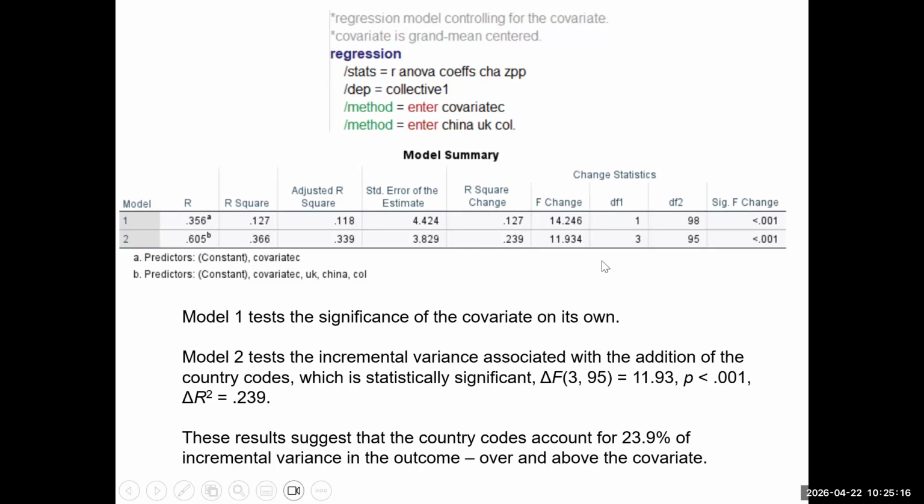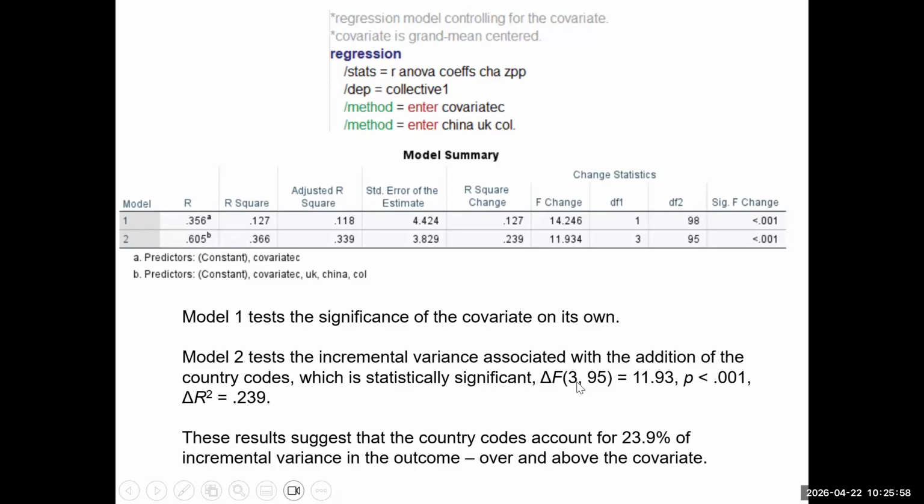Okay. Now, in our model summary table, if we request that SPSS prints out the change statistics, we're going to get the R-squared change associated with the addition of the country codes. In this case, the R-squared change is 0.239, suggesting that the country codes account for an additional 23.9% of the variability in collectivism over the effect of the covariate, and that incremental variance is statistically significant based on this F change statistic. Okay, so here in this middle bullet point, I give the technical statistical information that points that out.